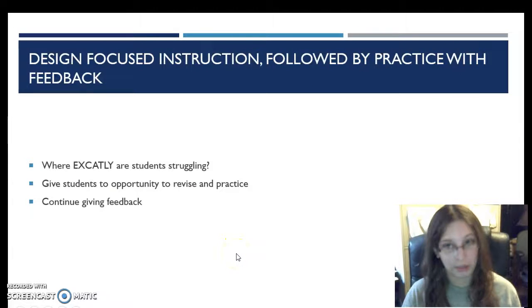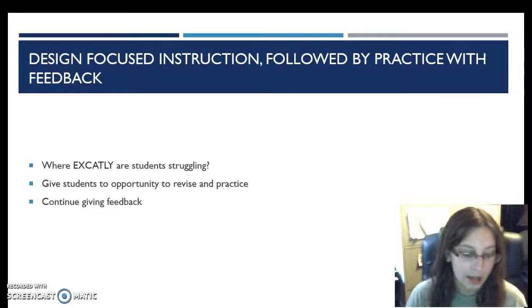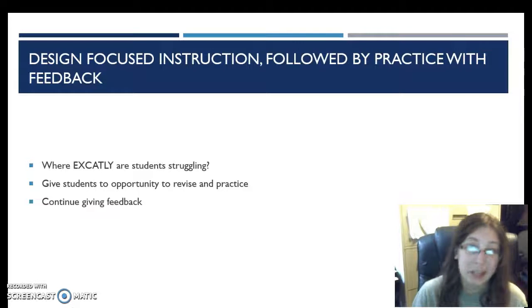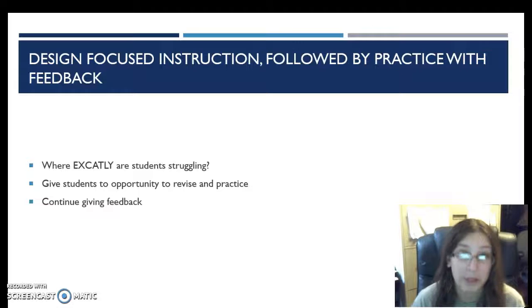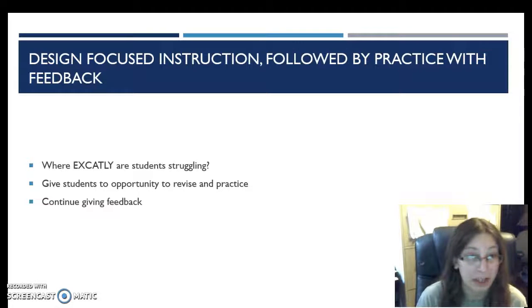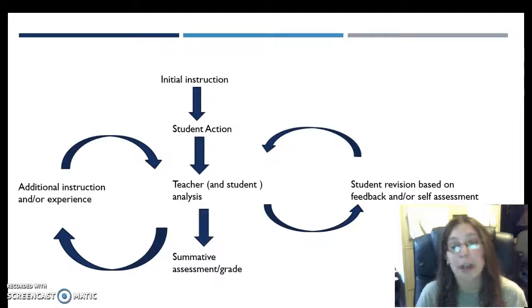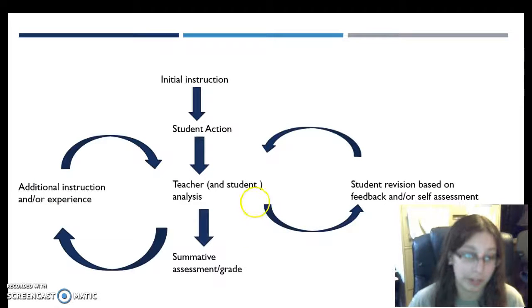Design-focused instruction followed by practice with feedback. This is more specifically where we take these misconceptions and we just focus on them, or we take the misunderstandings and we just focus on them. That way students aren't bound to make the same mistakes over and over again.